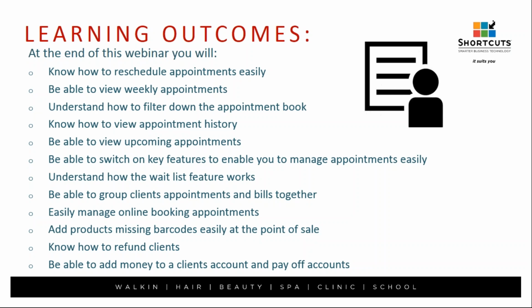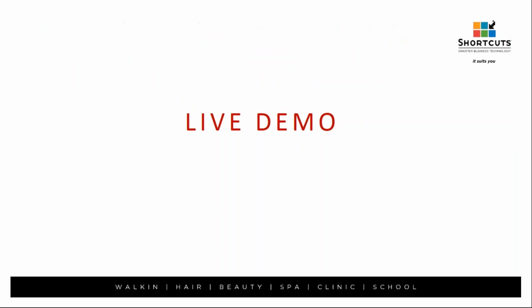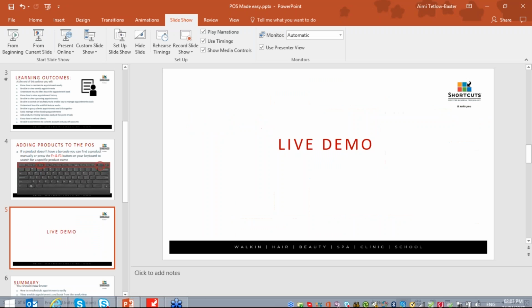So before I go through to the live demonstration, I just wanted to show you how you can add products to the point of sale without a barcode. Some products just do not have barcodes, or it could be that you don't have a barcode scanner. You can always add products manually, but you also have the option to press the FN button, which is our function button, and the F3 button, which enables you to search for products by name. So if I take us to the live demonstration, I'll show you how that feature works.